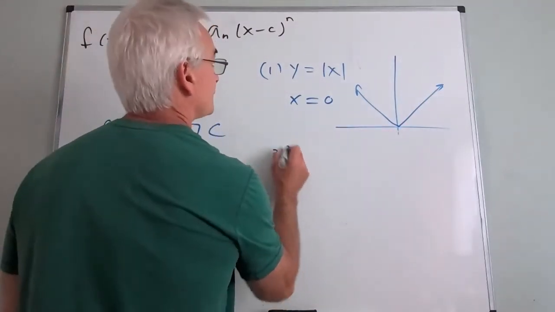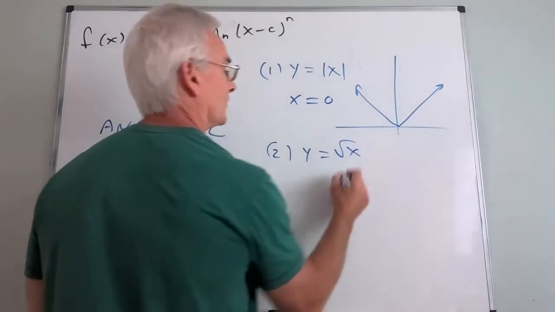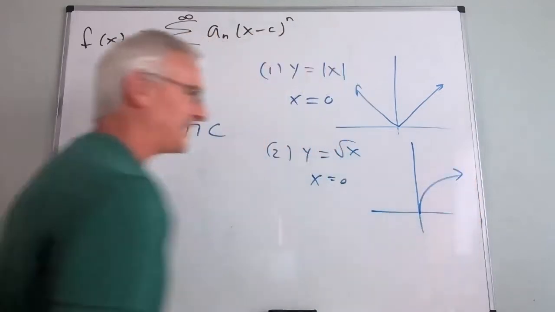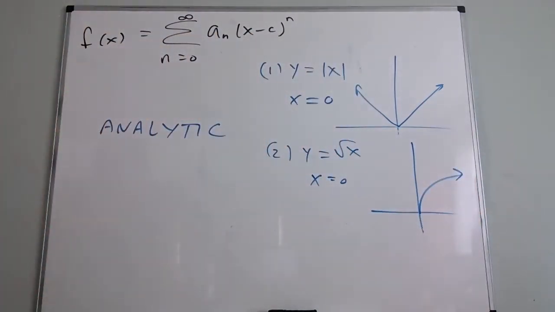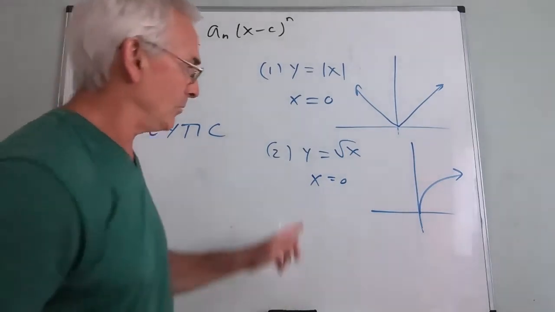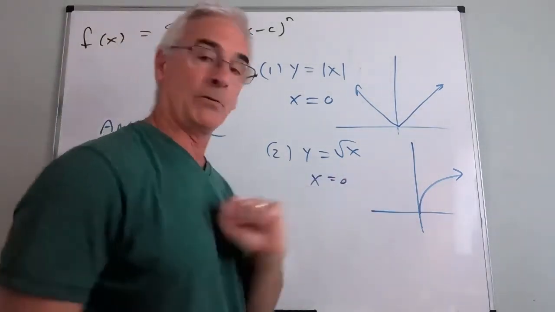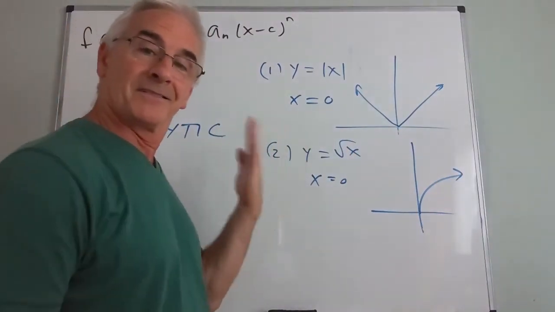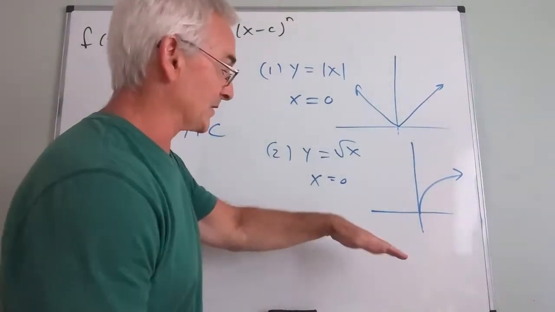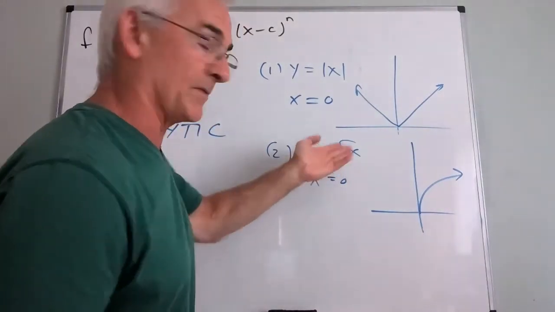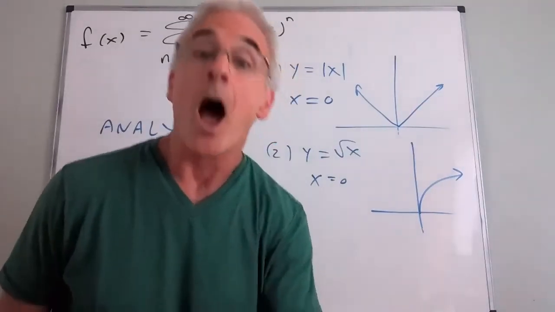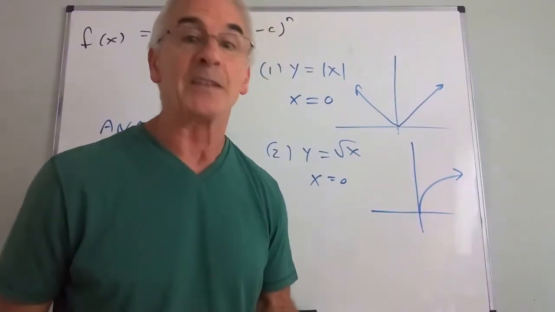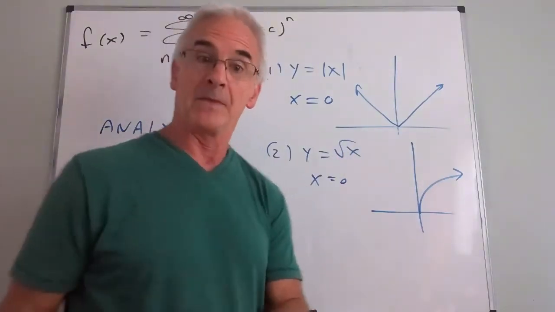The second one, y equals the square root of x. Again, I'm looking at x equals 0. Why is this not differentiable at 0? If I take the derivative, I'd have the root in the denominator. So this one fails because it's an endpoint. You're not differentiable at the endpoint because there's nothing on the other side. That's the second one.